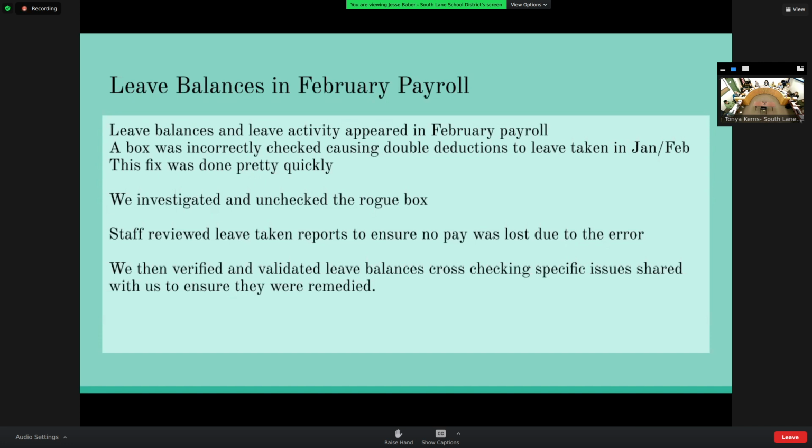The piece that I would like to share with you this evening is about the leave balances. That is something that our HR team was responsible for as we were setting up Visions, our new system. It was a checkbox that was incorrectly checked, and it caused double deductions. So if you had sick leave, the intention was that it would be set up so that if you're out of sick leave, then it'll roll in and take your personal leave or other leave that could be applied in place of that. And it was the wrong box checked. So it did it all.